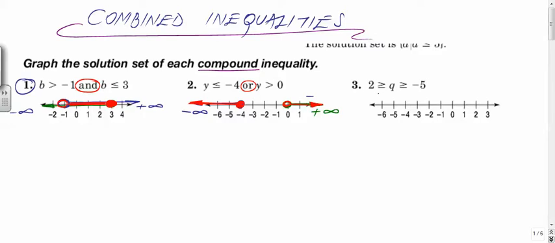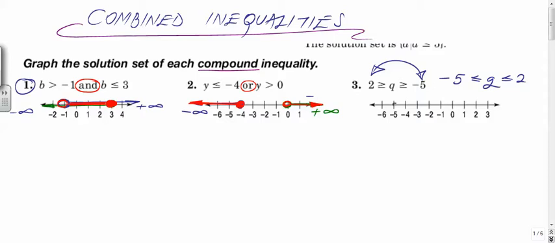Let's try number 3. Your number 3 problem here is giving you only one inequality, as one expression. 2 greater than or equal to q, which is greater than or equal to -5. Now I would like to write it backwards. So I will flip the whole expression. I'm going to put the smallest number first, -5, which should be less than or equal to my q, which should be less than or equal to 2. You see? When you flip it, make sure your inequality sign faces your numbers with the same side, right? And now I'm looking for my endpoints.